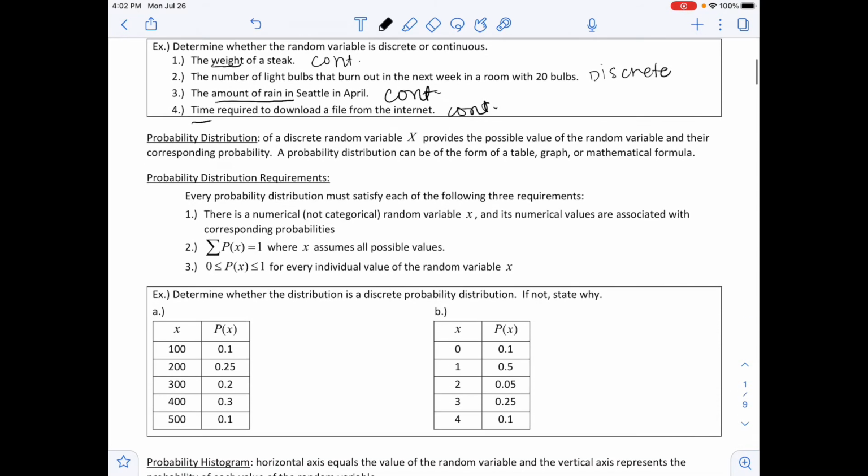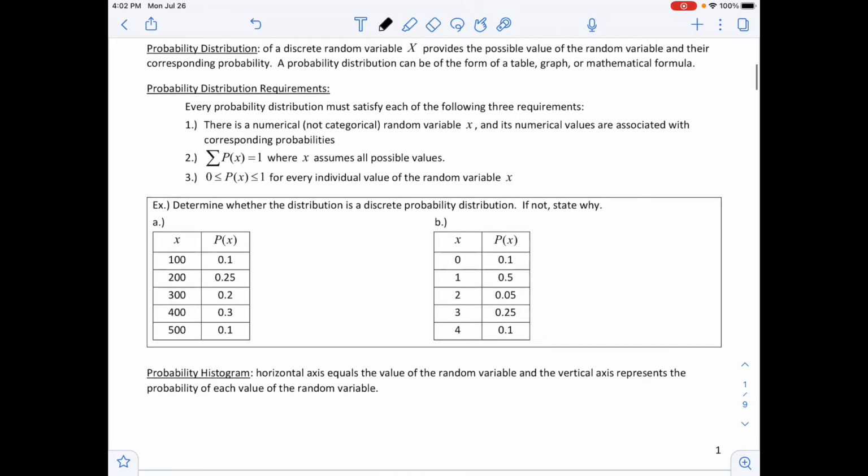Right below this, we talk about what a probability distribution is. A probability distribution of a discrete random variable x provides the possible values of the random variable and their corresponding probabilities. A probability distribution can be in the form of a table, a graph, or a mathematical formula. So in that first example about flipping a coin twice, there were the different values that we could have for the random variable, which were 0, 1, and 2, and then we'd have to find those probabilities that go along with them.